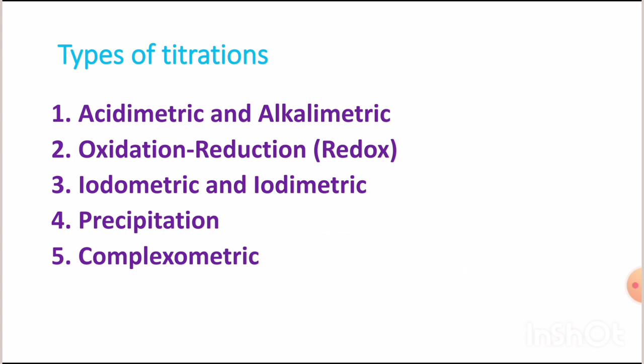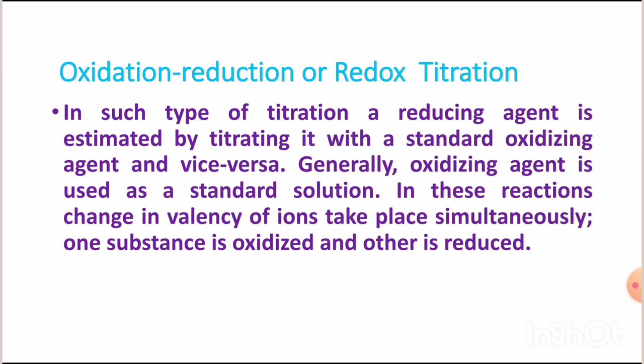Types of titrations: acidimetric and alkalimetric titration, oxidation reduction titration, iodometric and iodimetric titration, precipitation titration and complexometric titration. Oxidation reduction or redox titration. In such type of titration, a reducing agent is estimated by titrating it with a standard oxidizing agent and vice versa. Generally, an oxidizing agent is used as a standard solution. In these reactions, change in valency of ions takes place simultaneously. One substance is oxidized and the other is reduced.